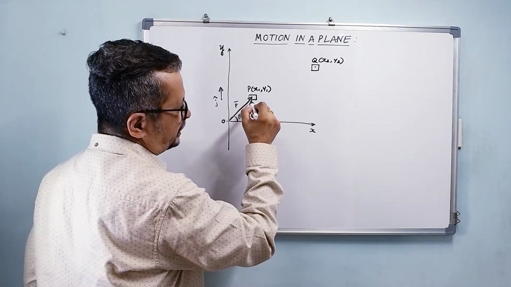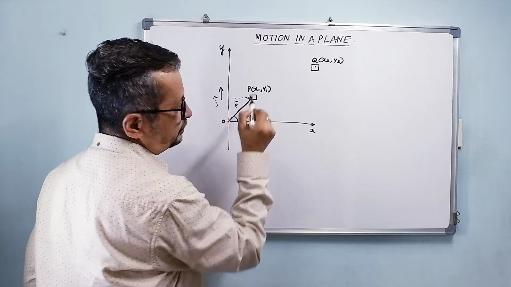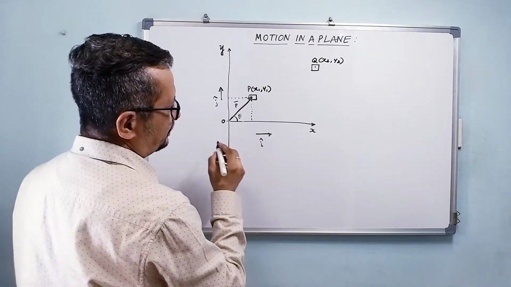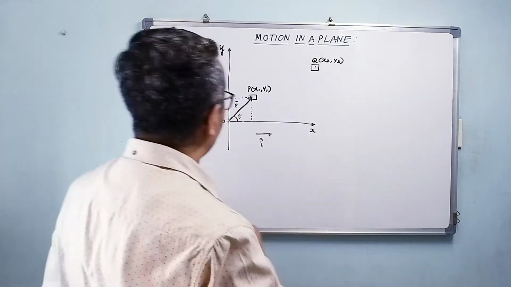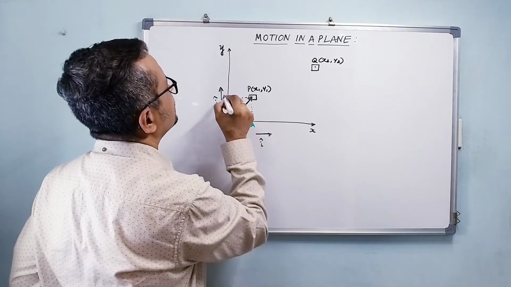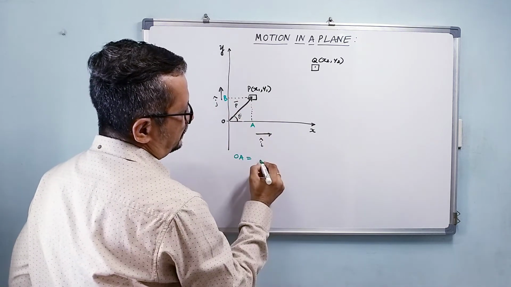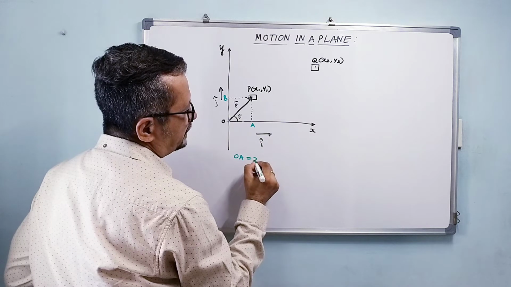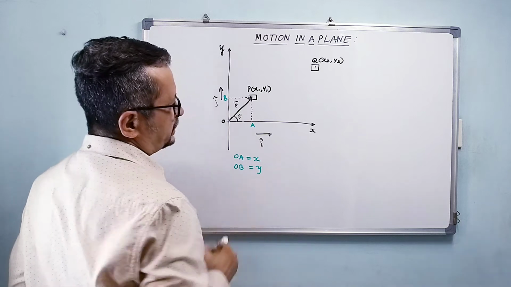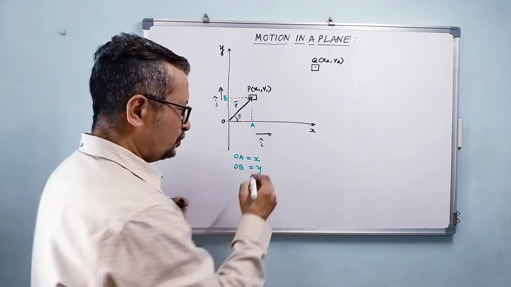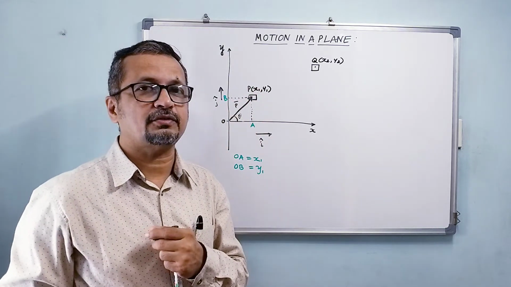So what you would do here would be draw a perpendicular on the respective coordinate axis, and if you call this point A and this point B, then OA is equal to the x coordinate and OB is equal to the y coordinate. Correct? So x1 and y1. Okay, x1 and y1 are the x and y coordinates of P.